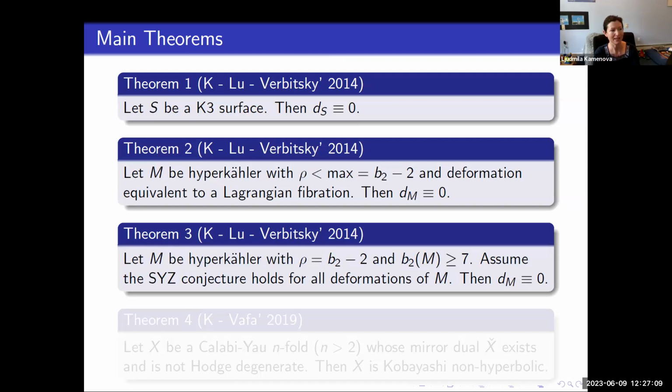Either the Picard rank is maximal or not. If it's not maximal, then you have to assume that the given hyperkähler is deformation equivalent to a Lagrangian fibration. Then the pseudo distance vanishes. And if you have a maximal Picard rank, then you have to assume something about the Betti numbers. So if the second Betti number is greater or equal than 6, and the SYZ conjecture holds for all the deformations of the given hyperkähler, then the pseudometric vanishes.